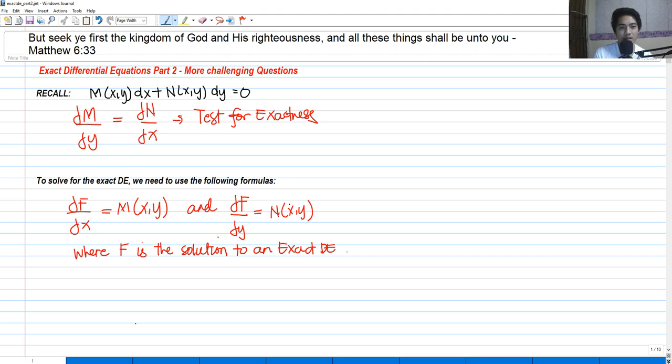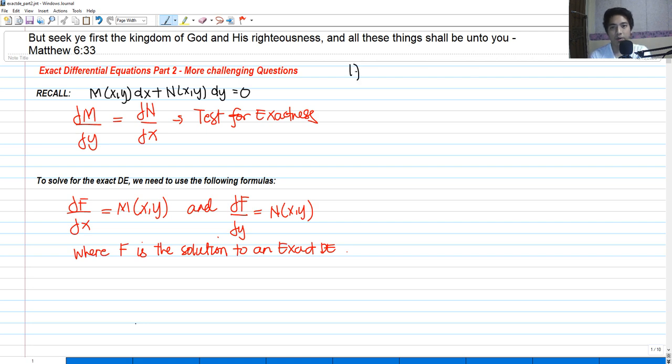And we will be using these formulas in order to get the solution to the exact DE. Of course, you have to get the r(x) and the q(y) also. If you haven't watched my video about the first part of this exact differential equation, I will be linking it below in the description, so you can watch it. Okay, so let's get started.